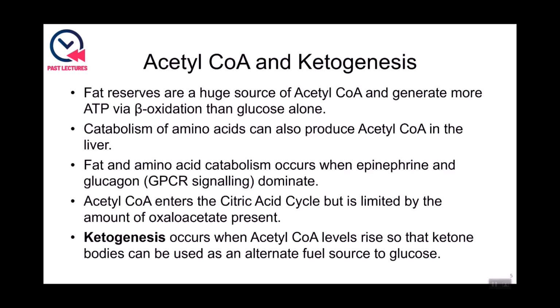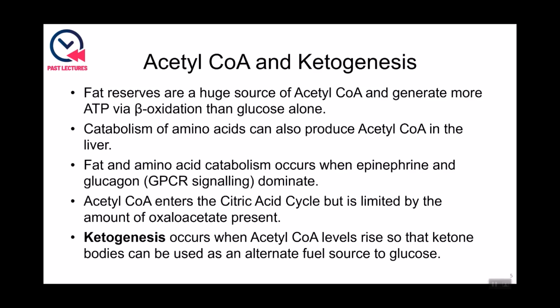Remember, the breakdown of fats and proteins will occur when your body is in the catabolic state, so either epinephrine or glucagon will be signaling via their GPCR signaling pathways, and this will allow for catabolism to occur and generate energy. In order for acetyl-CoA to be used in the citric acid cycle, the cycle is dependent on the amount of oxaloacetate that's present, since this was the last molecule that's made in the cycle and a starting substrate.